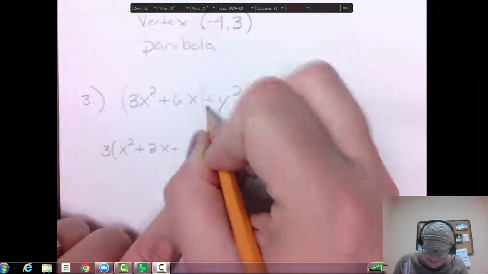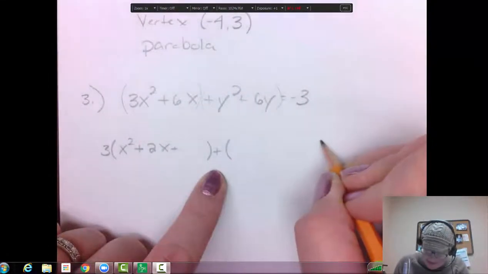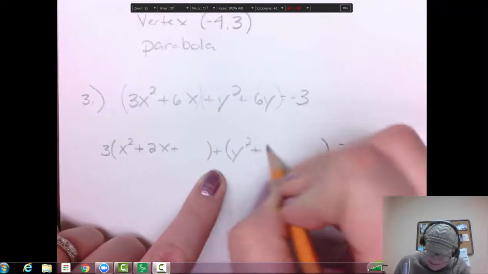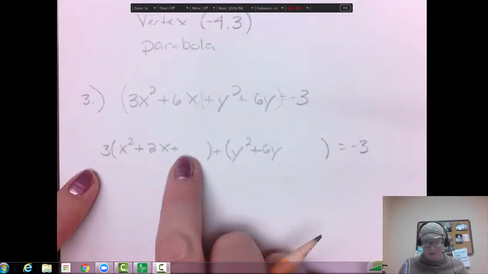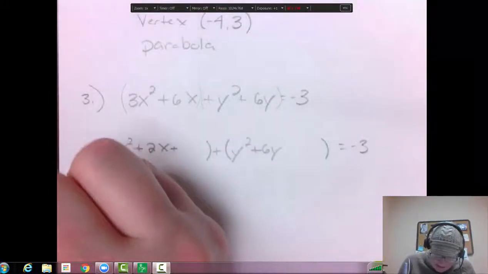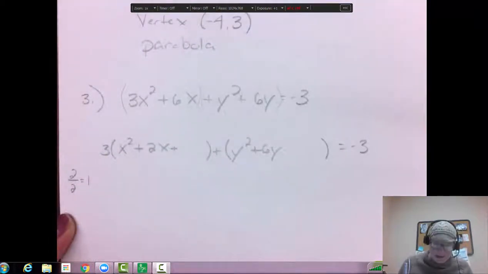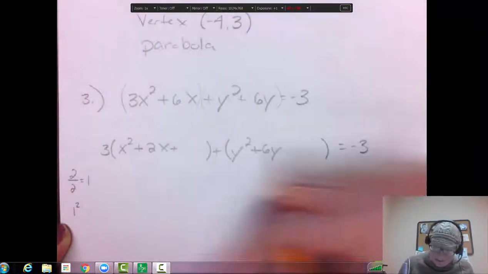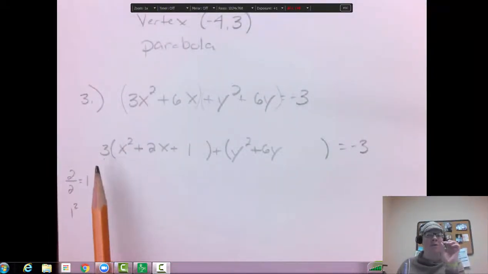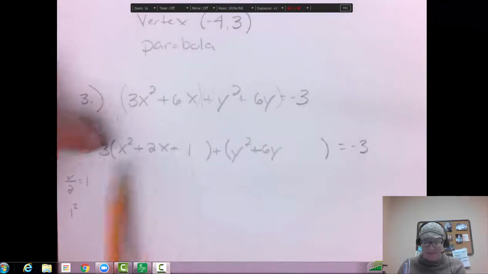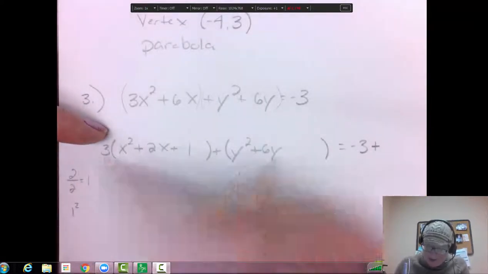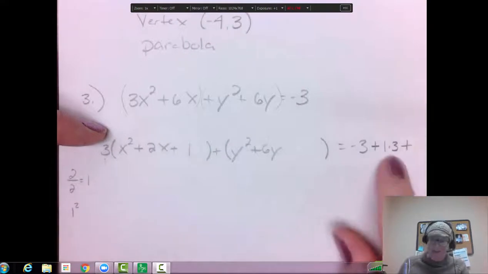I'm going to put a plus because that's what's here. And I'm going to look at this next section equals that negative 3. And we'd have y squared plus 6y. So let's look at this x first. First of all, the 3 outside is going to make it a little trickier. But we take the 2 and divide it in half, which gives you 1. You square the 1 and you get 1. So I'm going to add 1 to this side, but really this is 1 times 3 to add to the other side, because you'd have to multiply it by the 3. So when I go to add to the other side, I can't add the 1. I have to add 1 times 3, or 3, to the other side.